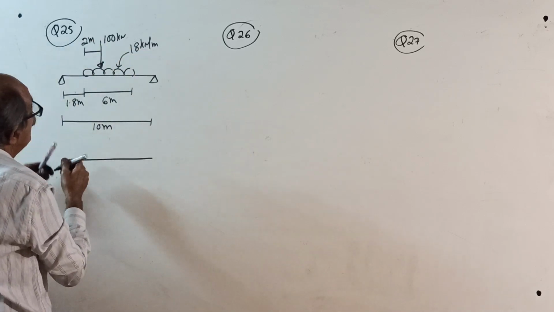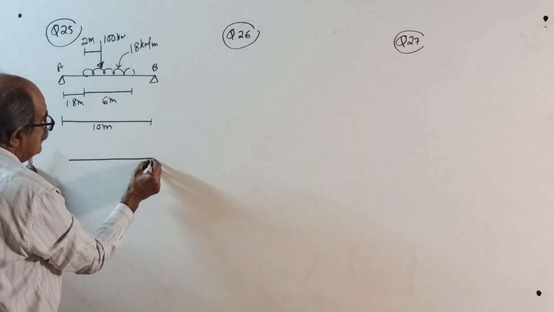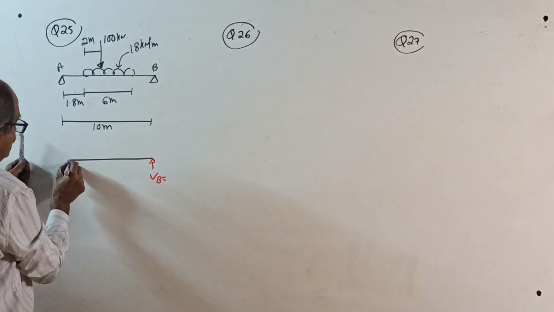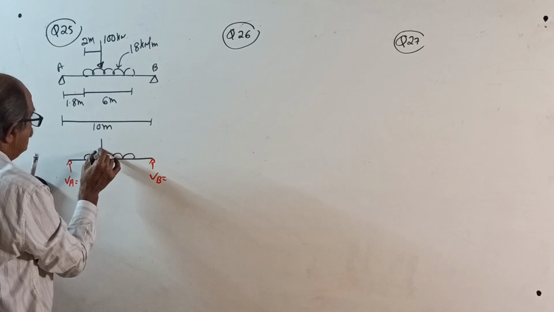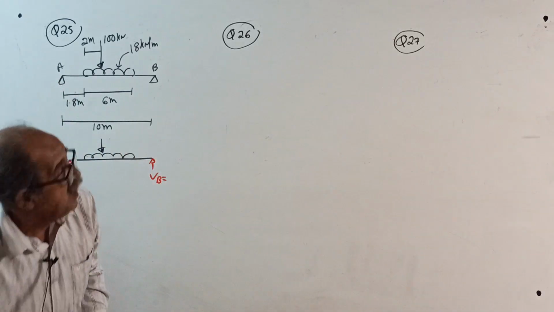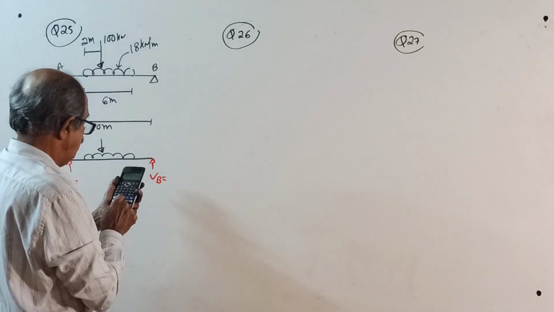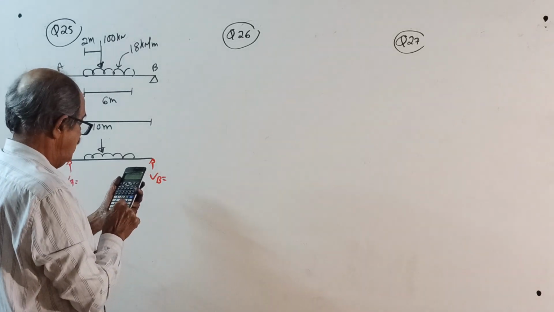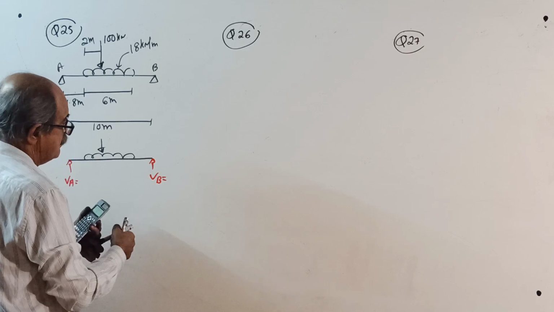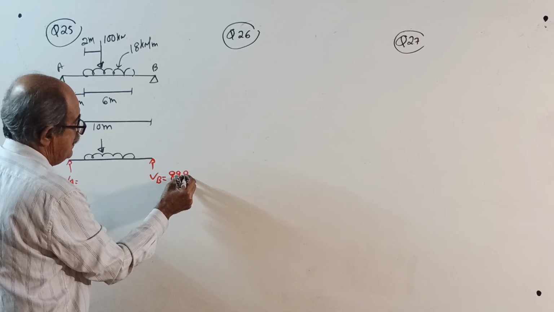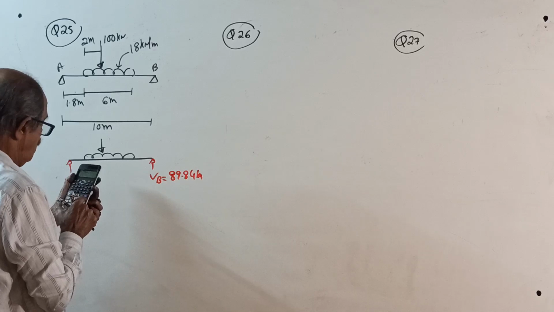Answer. For beam AB, the loading is: 100 into 3.8 plus 18 into 6 into 1.8 plus 3, divided by 10. That gives 89.84 kilonewton. This is the reaction. Then minus 18 into 6 minus 100.